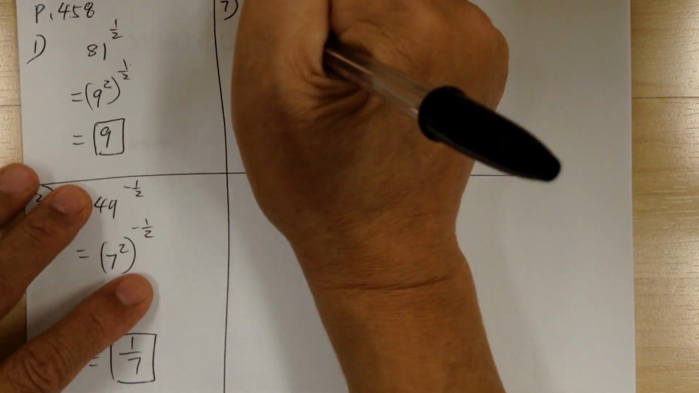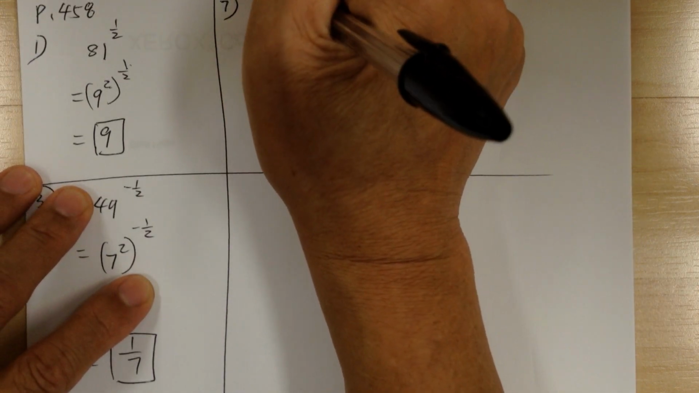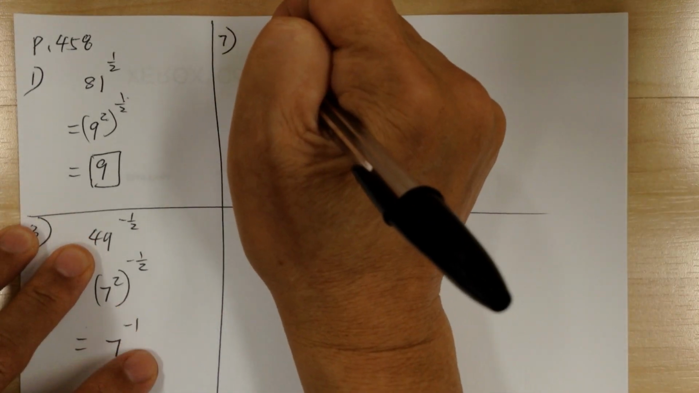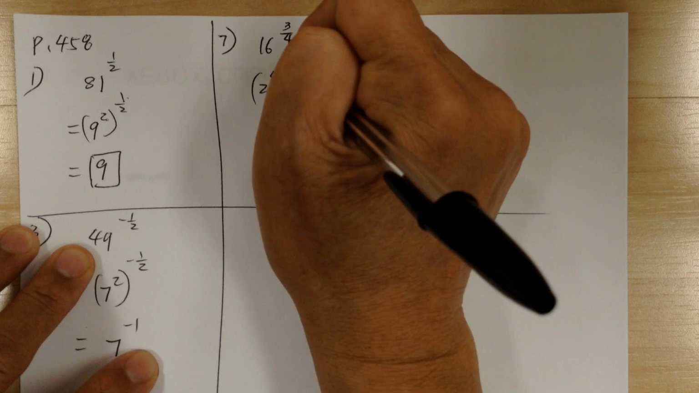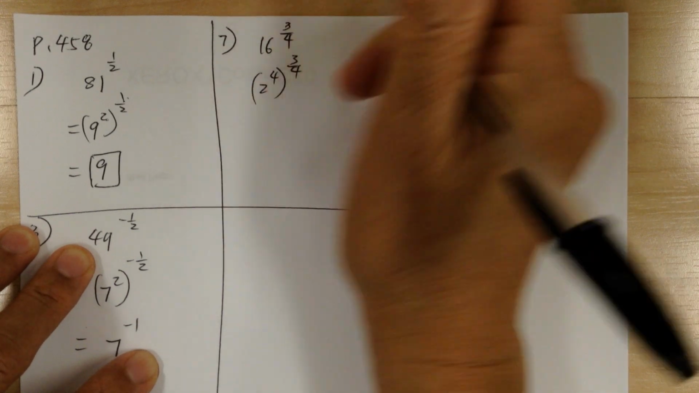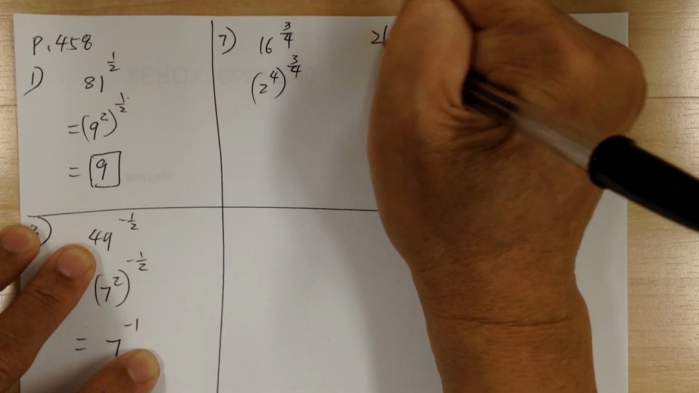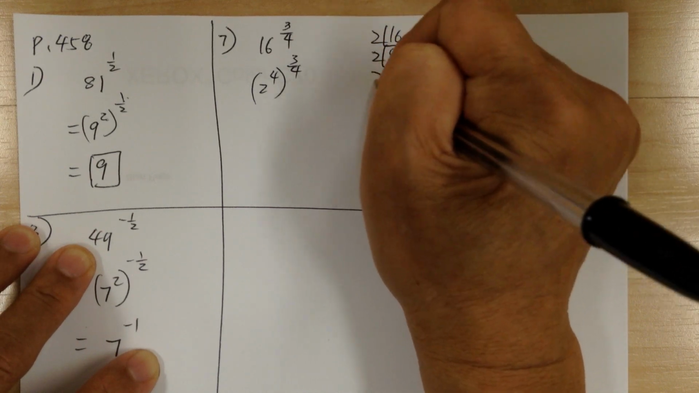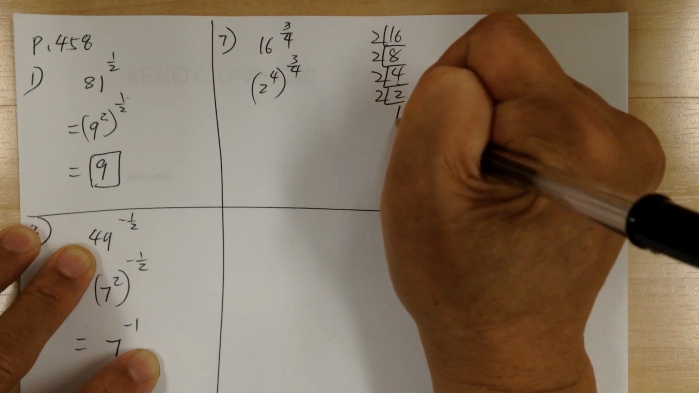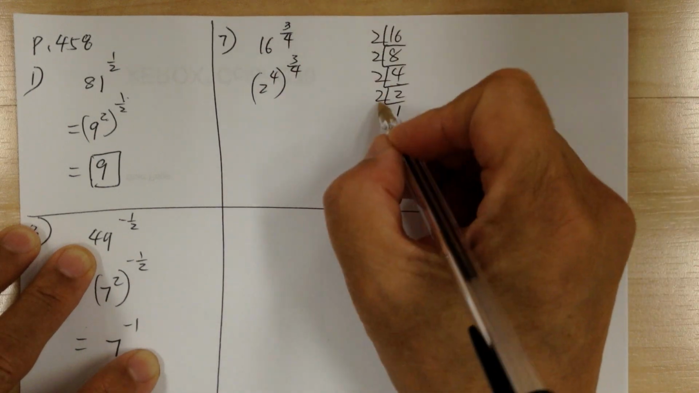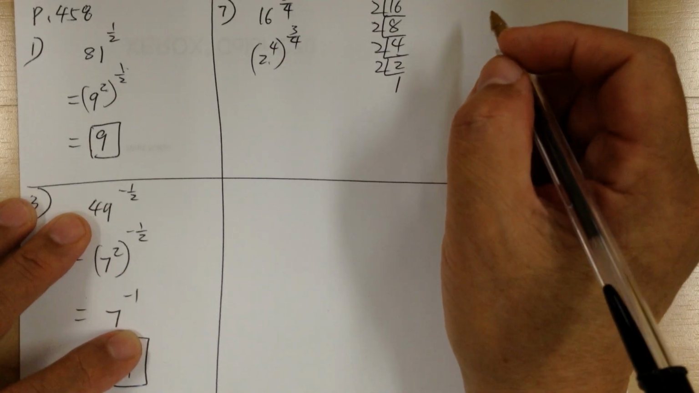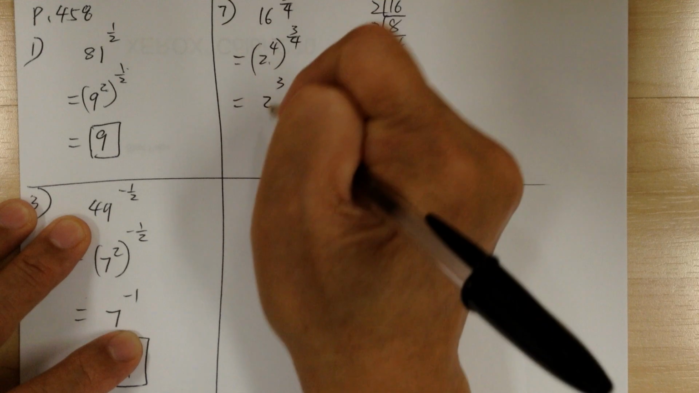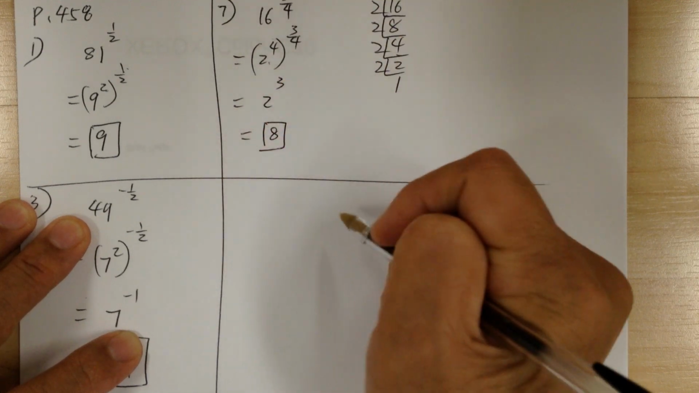Number 7. You have 16 to the 3/4 power. So 16 is equal to 2 to the 4 power. Now, if you don't know how to do that, you just go off to the side and break it down. We did this before. So this is equal to 2 to the 4 power. Now when you multiply, this becomes 2 to the 3 power, so it's equal to 8.